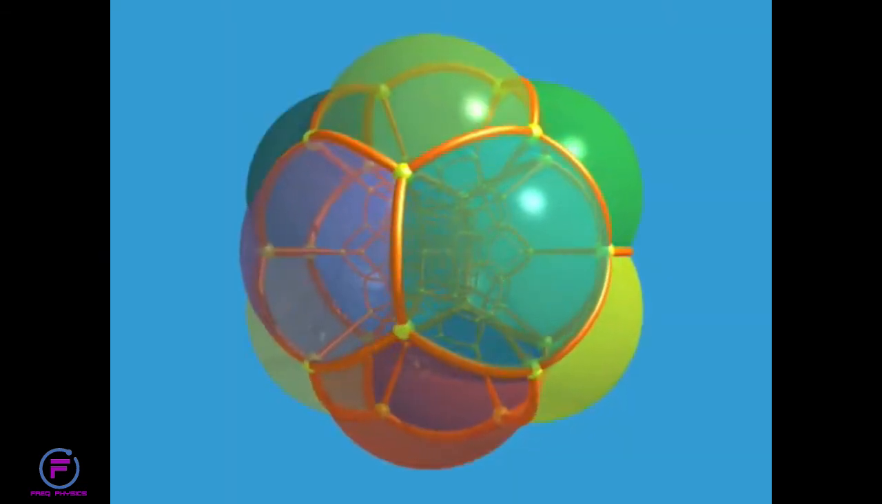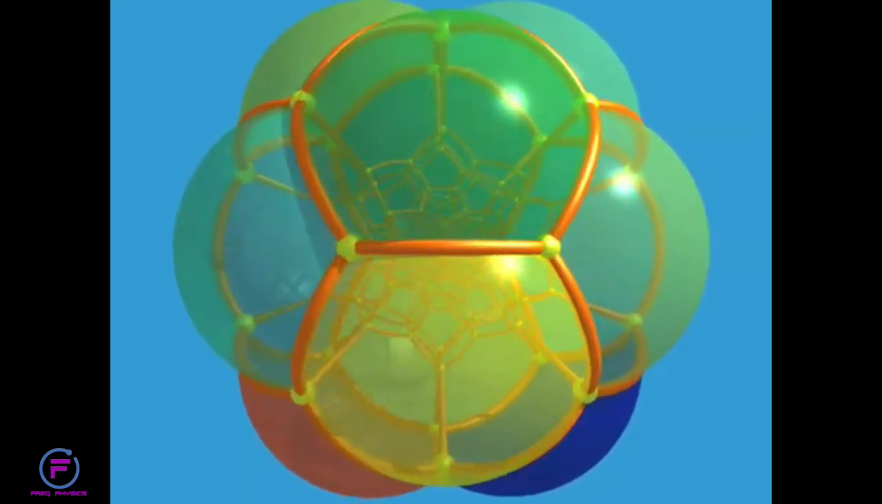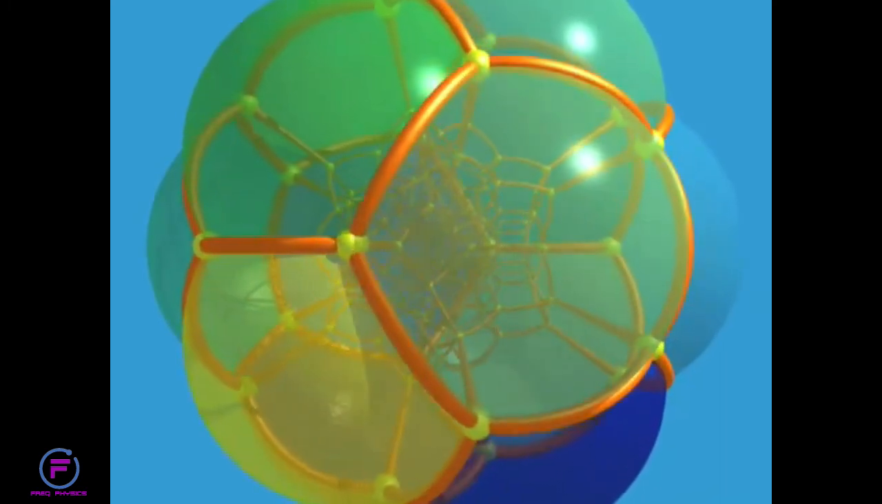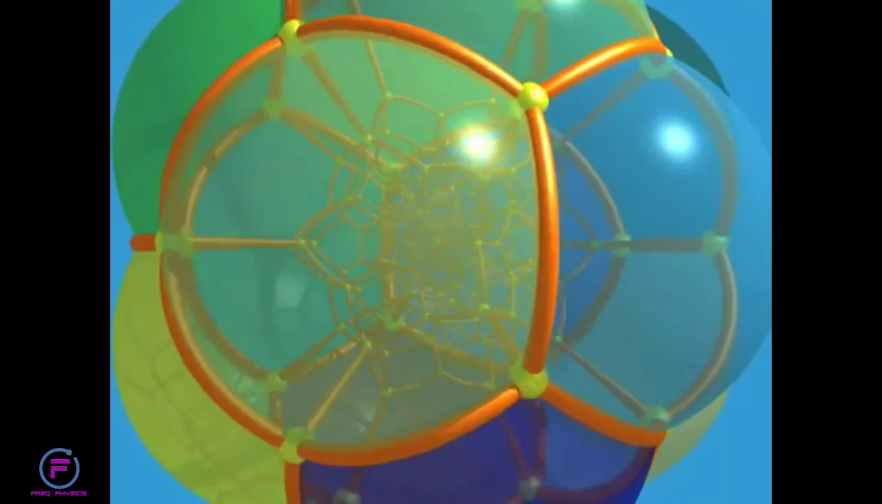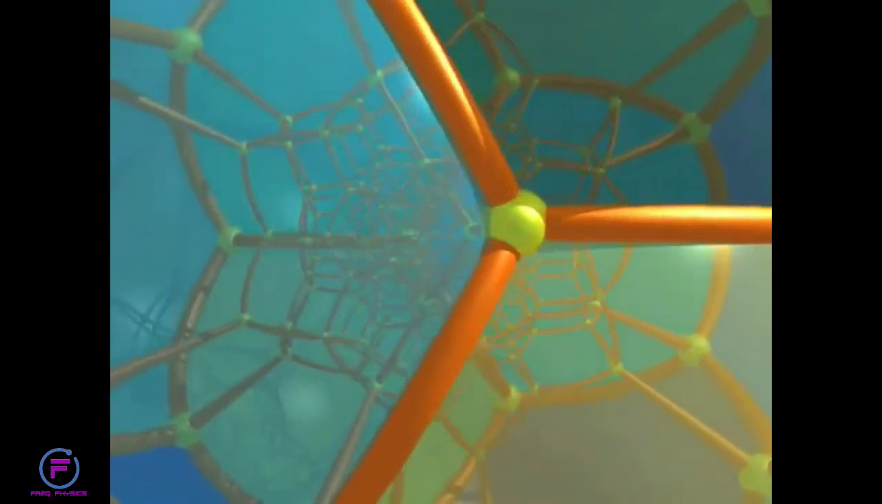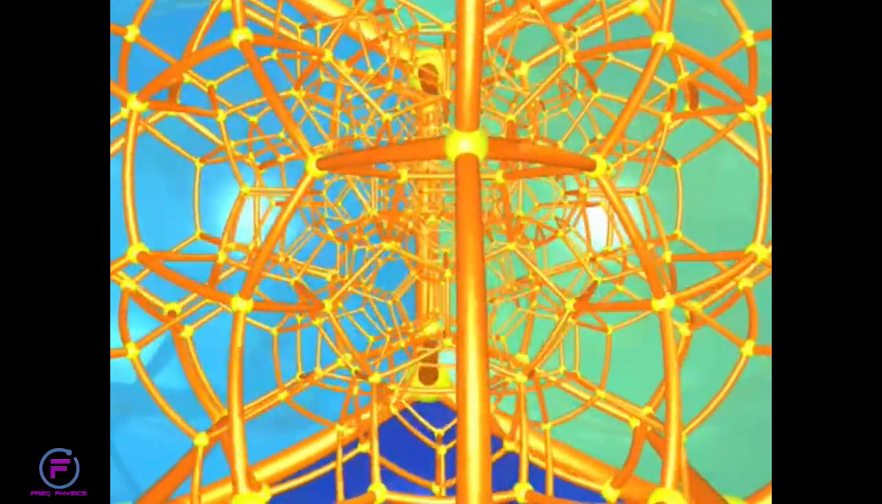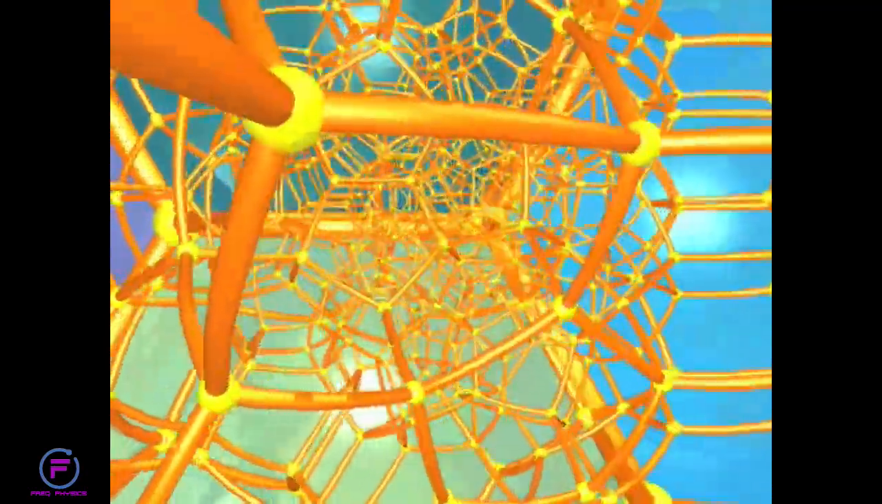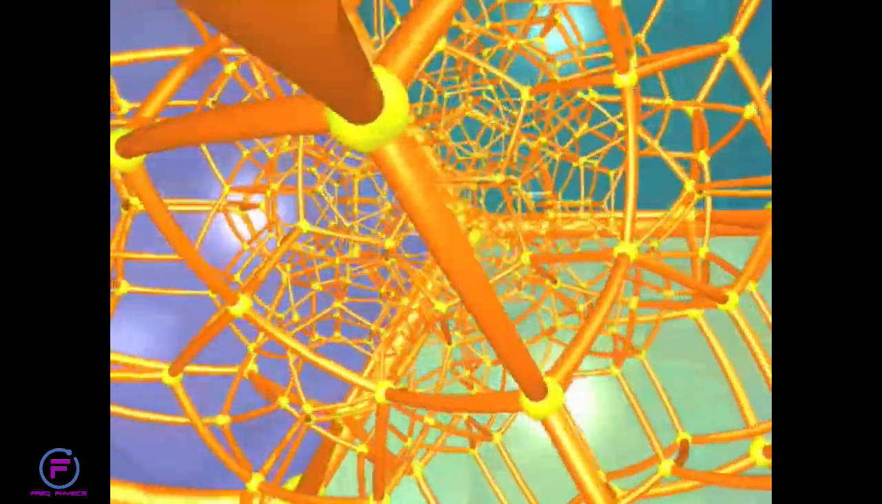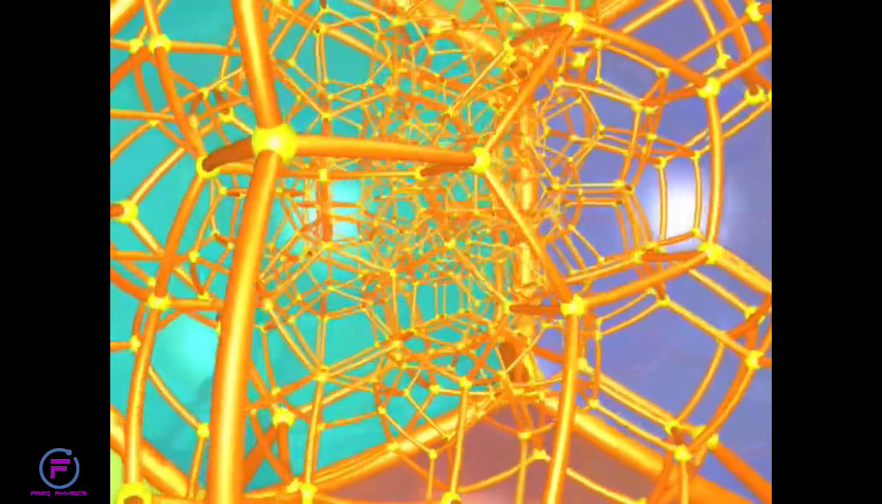Here's the 120 cell. Let's try to understand its geometry better. Four edges start at each vertex. The two-dimensional faces are pentagons. There are 720 of them. These 720 pentagons form 120 dodecahedra. Look at all those dodecahedra fitting nicely together. Isn't that amazing?